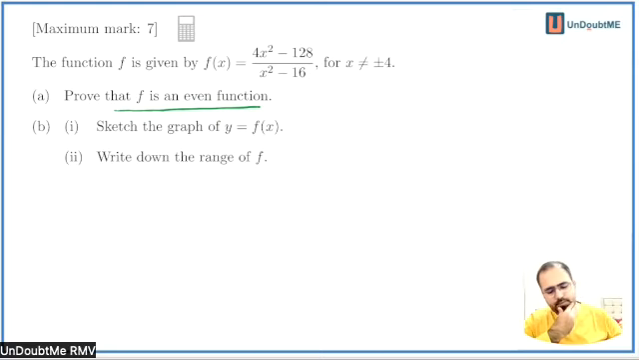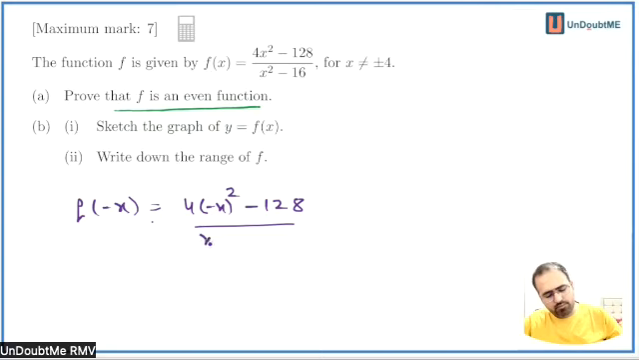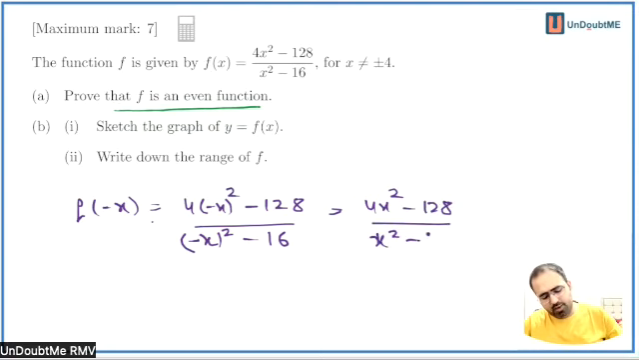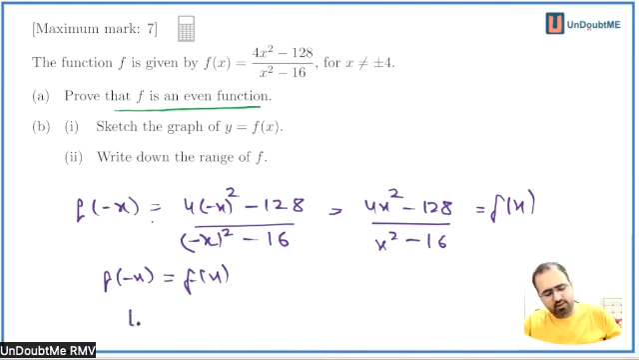Can we just simply say that f of 4 is equal to 0 and f of minus 4 is also equal to 0, that's why it's going to be even? Don't prove it for any specific value. You should prove it in general. f of minus x, you have to write like this, and then it will be the same as 4x square minus 128 over x square minus 16, which is the same as f(x). So f of minus x is equal to f of x. Hence, it is an even function.